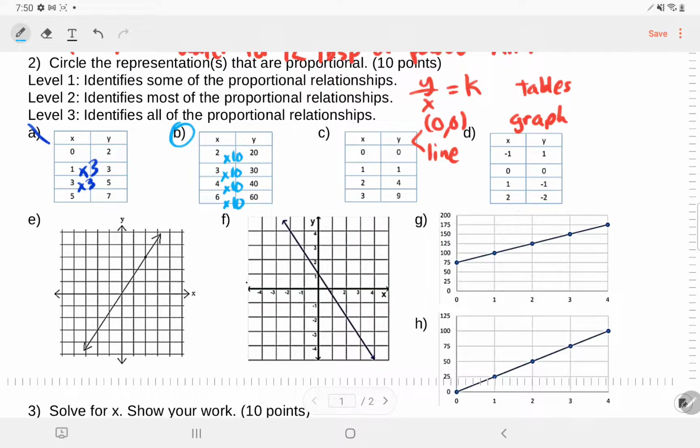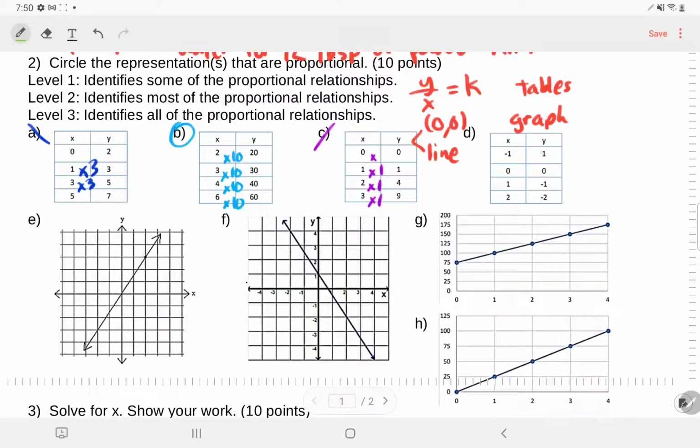Our next one, we can see that 0 times a number will give us 0. Any number times 0 gives us 0. 1 times 1 gives us 1. 2 times 1, our k value being 1, does not give us 4. 3 times 1 does not give us 9. So this is not proportional.